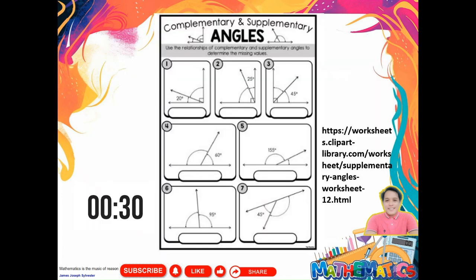After we discuss the unlocking vocabulary of complementary and supplementary, let's then answer this activity for 30 seconds. The learners will identify these angles if they are complementary or supplementary angles.